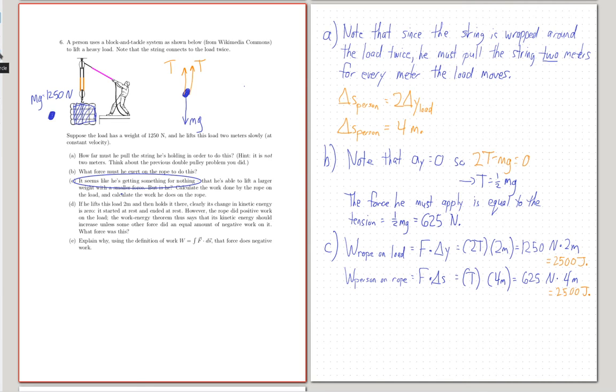Part D and Part E are conceptual questions involving work and energy. So Part D says the rope is doing positive work on the load, so something else has got to be doing negative work on the load if its kinetic energy is staying the same. Well, remember, forces in the same direction as motion do positive work. Forces in the opposite direction of motion do negative work. So I'm moving upward. What force is pulling downward? Obviously, that is gravity.